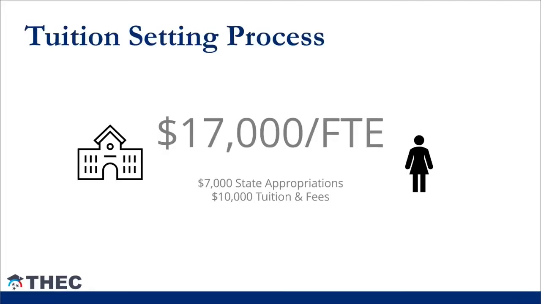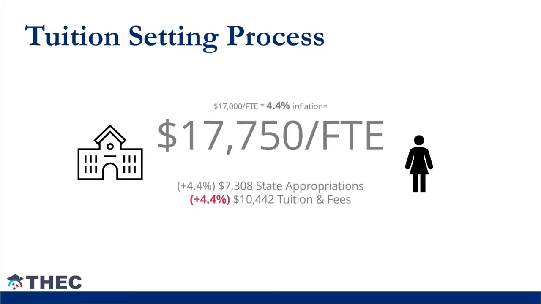Here's another example of how this works. So if we have an institution with revenue of $17,000 per FTE, say $7,000 of it comes from state appropriations, $10,000 from tuition and fees, what we'll do is look at, okay, if state appropriations in this case was 4.4%, that's another $308. There's a remaining $442 that's still needed for this institution. That money we would expect to come from tuition and fees.